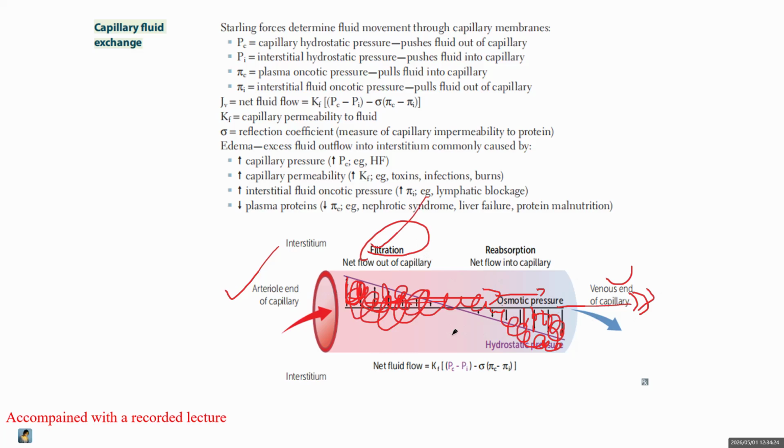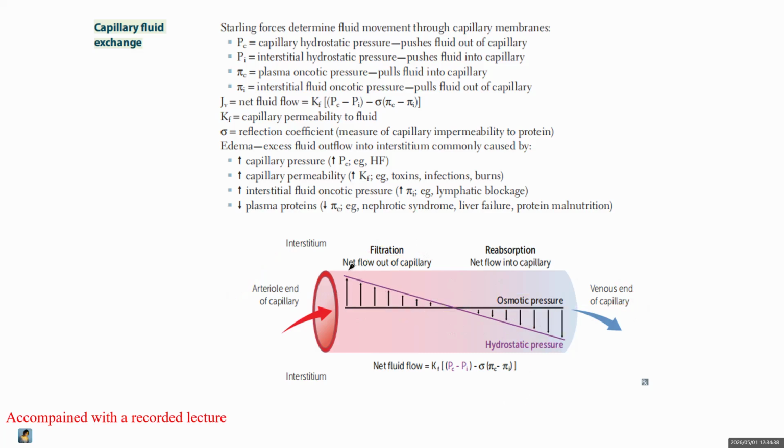So by the time the blood reaches the venous end, the inward oncotic pull becomes stronger than the outward hydrostatic pressure. And as a result, the fluid tends to move into the capillaries. And that is called what? The reabsorption side, right? So at the arterial end you are going to look at filtration, and at the venous end you are going to look at reabsorption. And that is the standard way to understand capillary exchange, right?